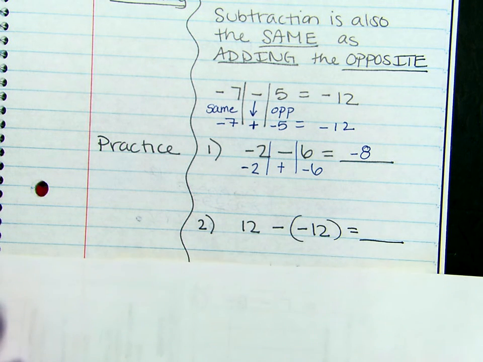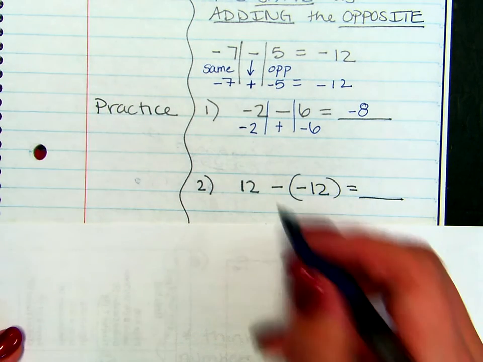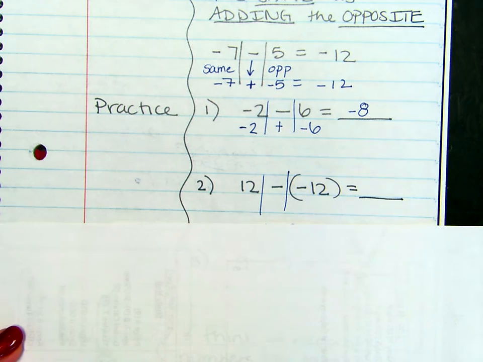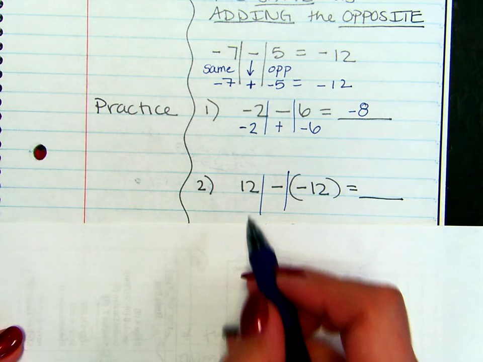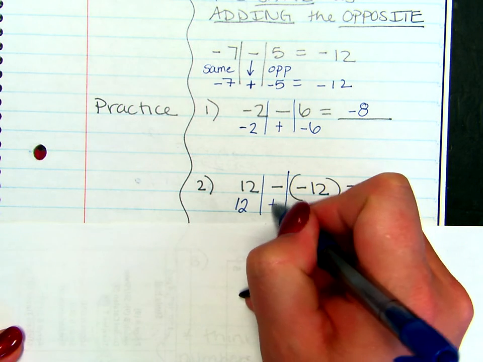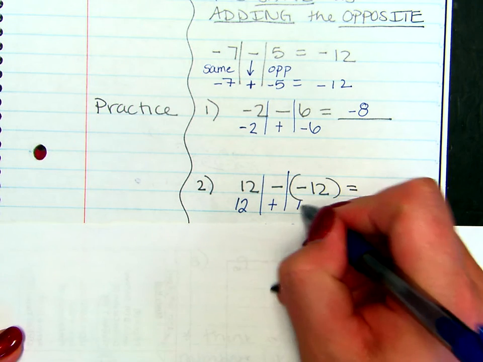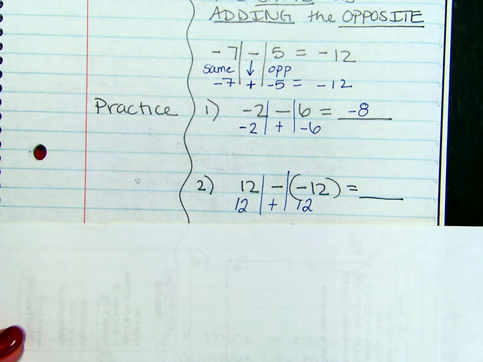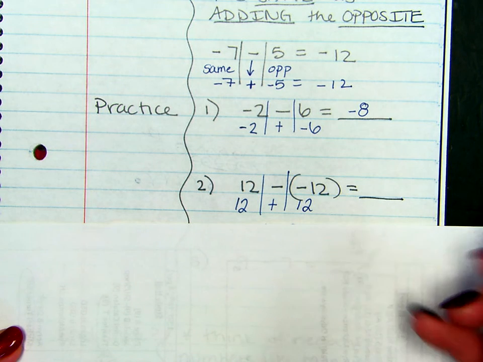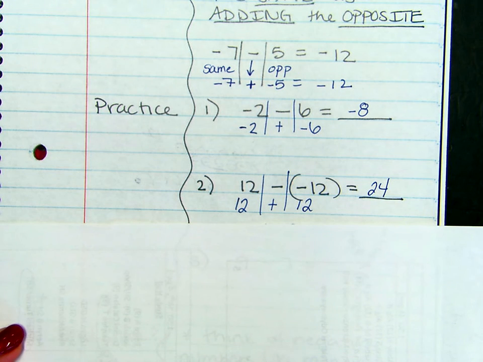Next, we have this problem here. So we have 12 minus negative 12. So I'm going to write this in there. I'm going to keep my first number the same. I'm going to change my sign to addition. And then what's the opposite of negative 12? It's positive 12. So my problem is actually 12 plus 12, which can give us 24 as our final answer.